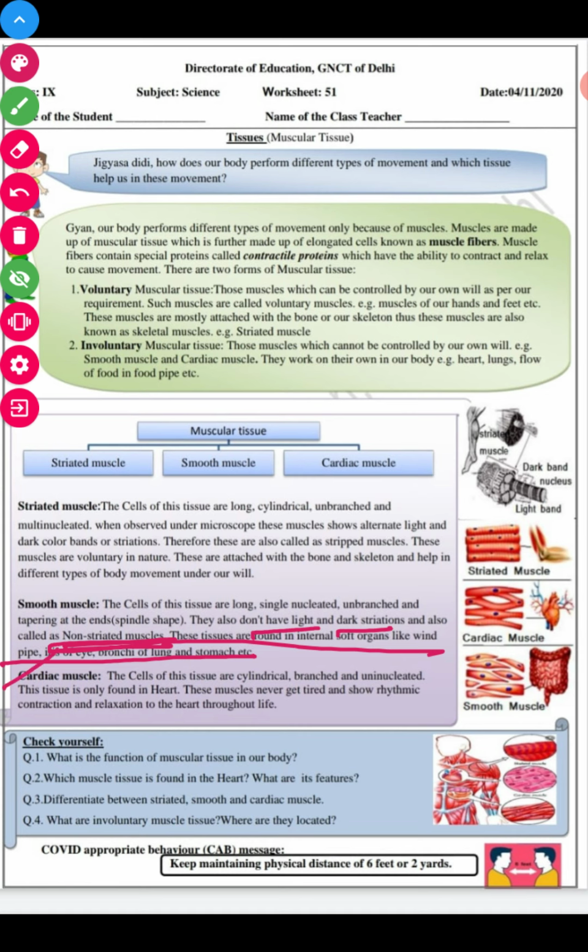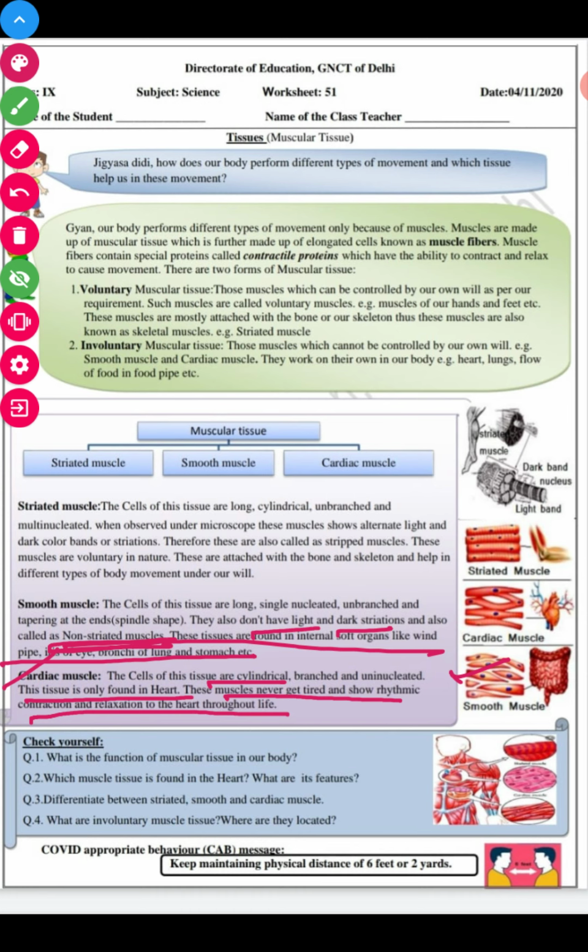Last, we have cardiac muscles. The cells of this tissue are cylindrical, branched, and uninucleated. This tissue is only found in the heart, and the muscle never gets tired and shows rhythmic contraction and relaxation of the heart throughout life. It means they work non-stop throughout life. They contract and relax throughout life, right?